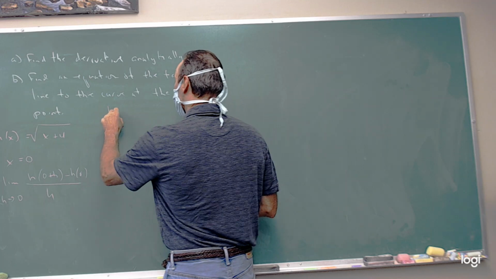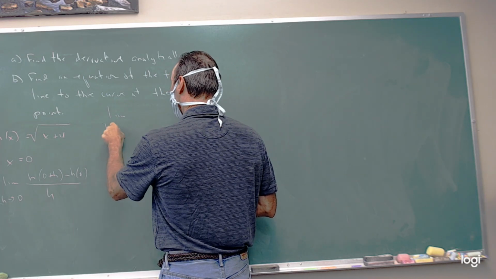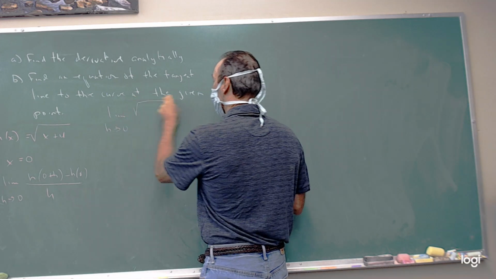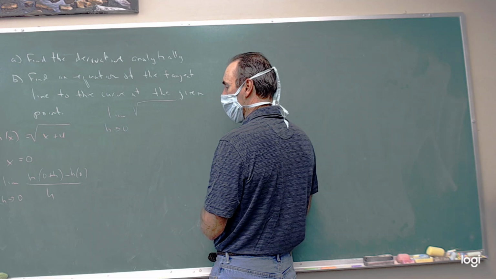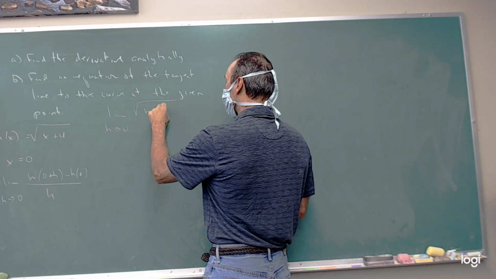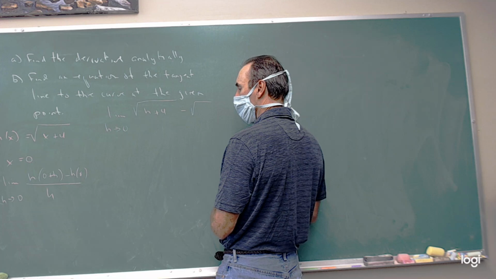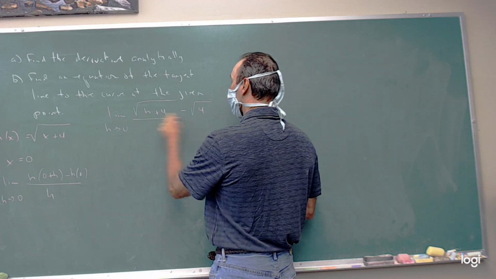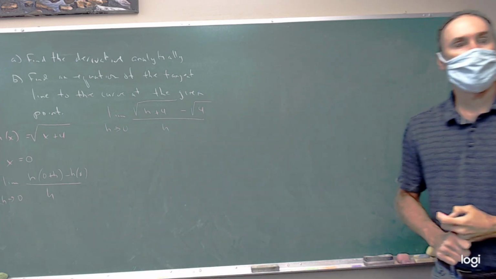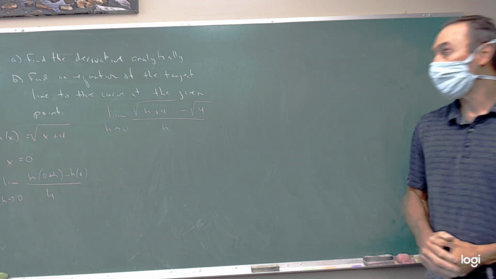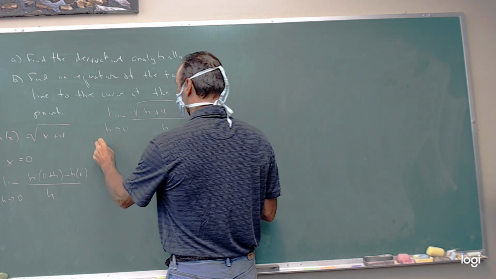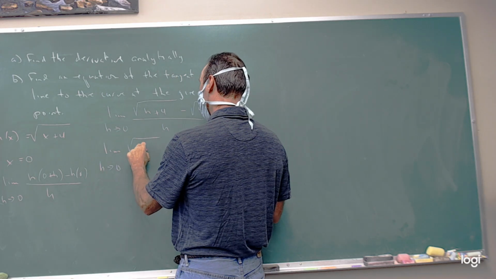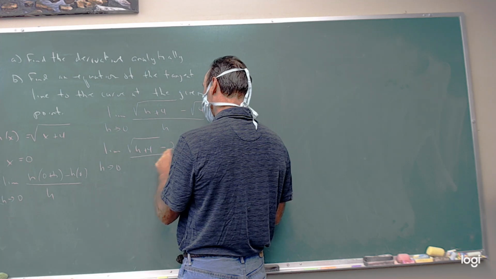Miranda's a couple steps ahead. So our h of 0 plus h is going to look like the square root of h plus 4 minus the square root of 4, all over h. And we can say square root of 4 is 2. So we have the limit as h goes to 0 of the square root of h plus 4 minus 2 all over h.